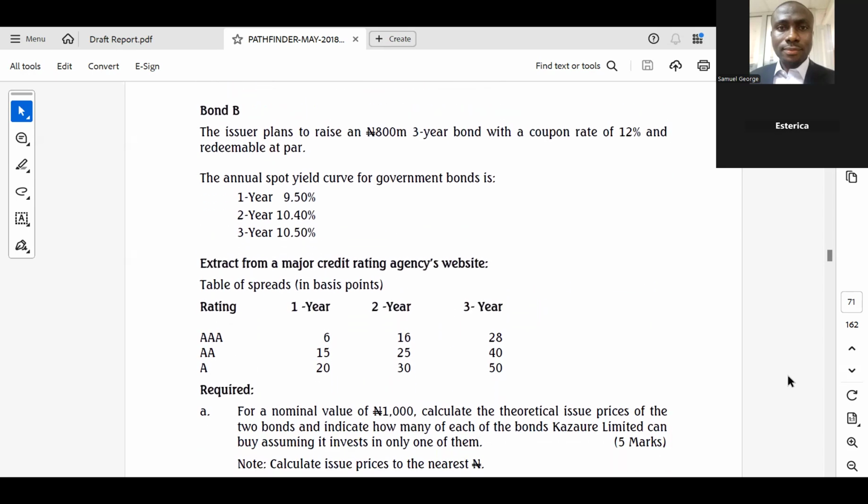So now, forget about "theoretical", they're just speaking English. Issue price is price. Price of bond is price of bond. It is what? The present value of future cash flows attached to the bond. So we are going to capture the future cash flows and do the present value. That's how we calculate the price of the bond. Okay, let us go back there now.